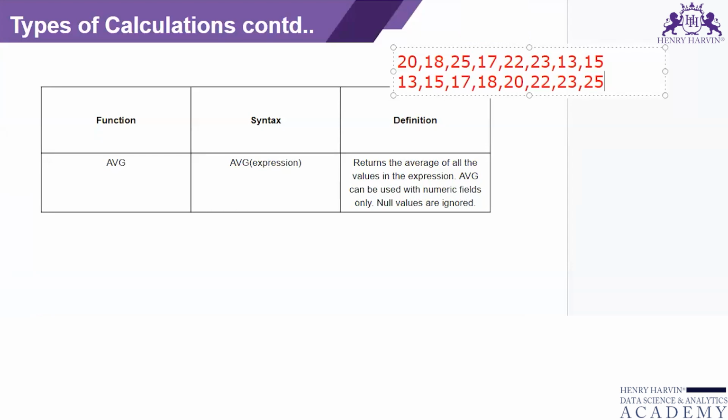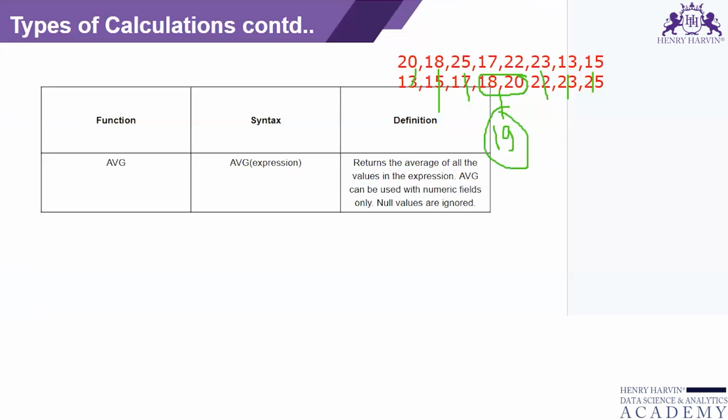this trick. If I cancel 13 and 25, then 15 and 23, then 17 and 22, so I have two numbers remaining. If I have two numbers remaining, I will take the average of these two. 20 plus 18 is 38, 38 by 2 is 19. So what is my median value? 19. Okay. So 50% of my data lie below 19 and 50% of my data lies above 19.